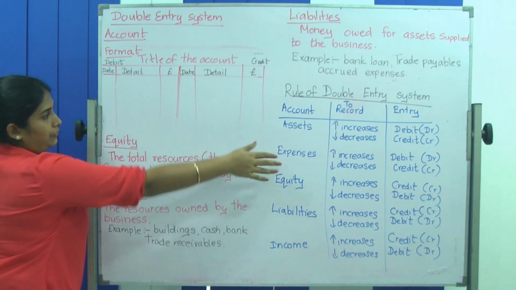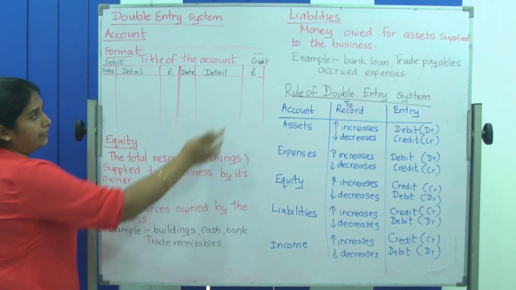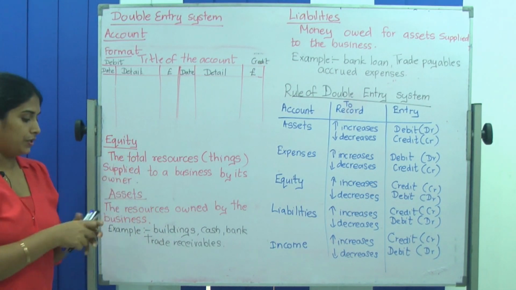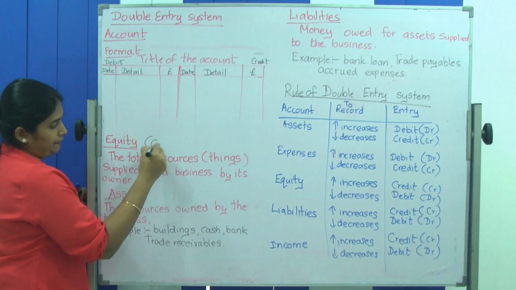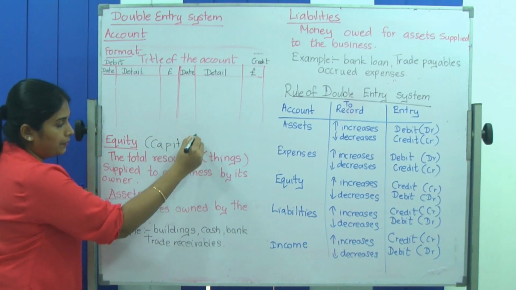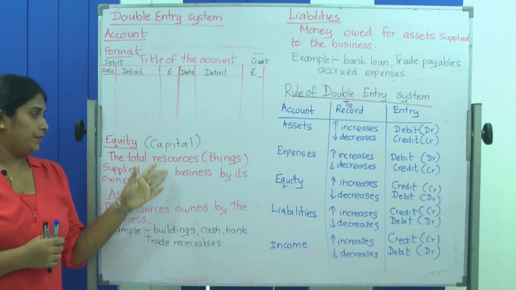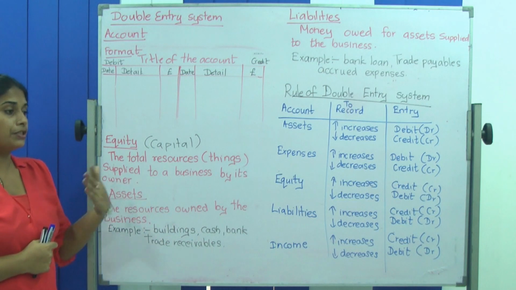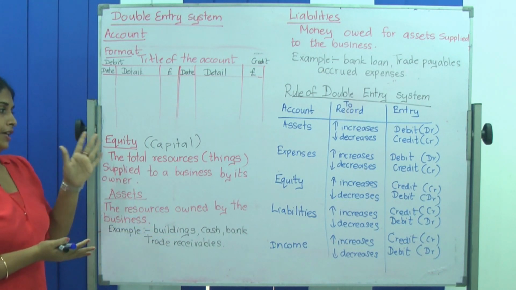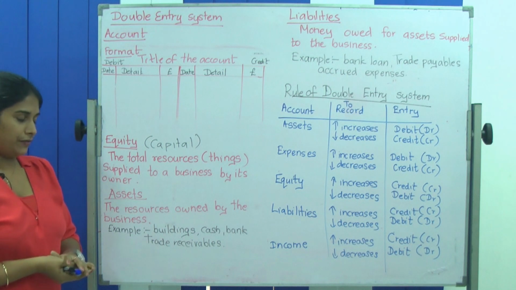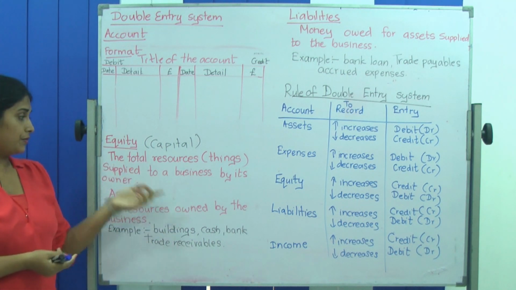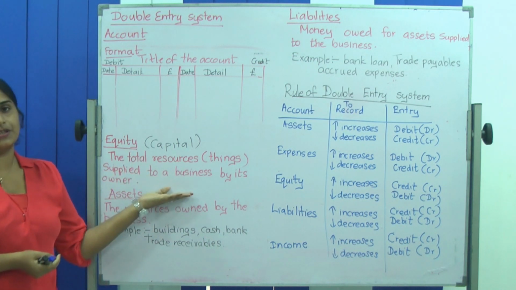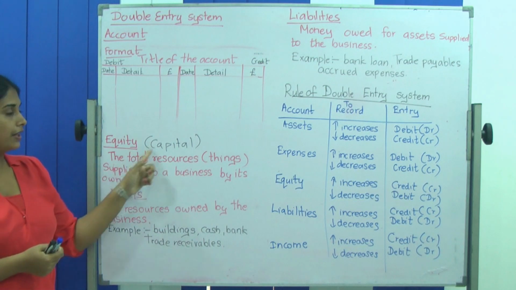Before we start the rule of the double entry system, we have to identify three important elements. The first one is the equity, or the capital, of the business. Equity or capital means that at the very beginning of the business, owners invest resources like cash, buildings, machinery or motor vehicles inside the business. The total resources supplied to the business by the owner are called equity or capital.